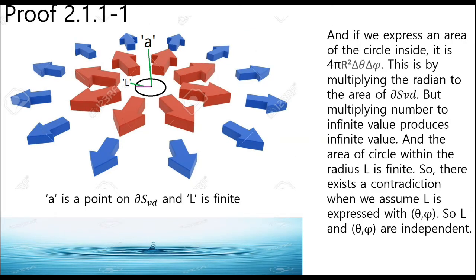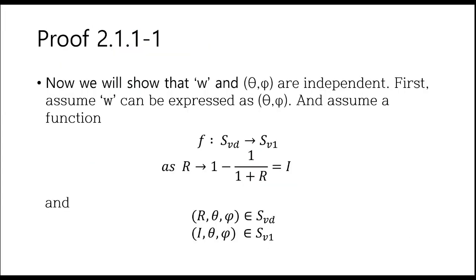And if we express the area of the circle inside, this is 4 pi r squared delta theta delta phi, this is by multiplying the radian to the area of this 3D. But multiplying a number to an infinite value produces an infinite value, and the area of the circle within the radius L is finite, so there exists a contradiction when we assume L is expressed with theta, phi, so L and theta, phi are independent. Now we will show that omega and theta, phi are independent.